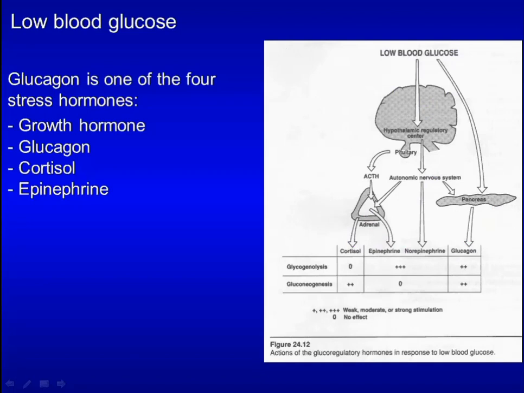Cortisol increases gluconeogenesis. Epinephrine and norepinephrine increase glycogenolysis. Glucagon does both.